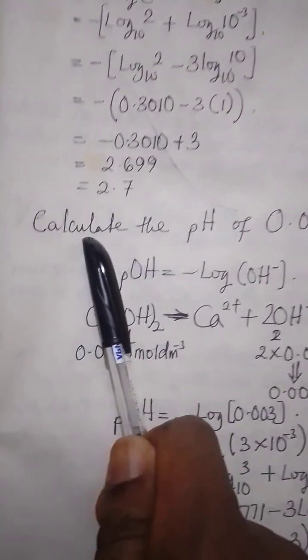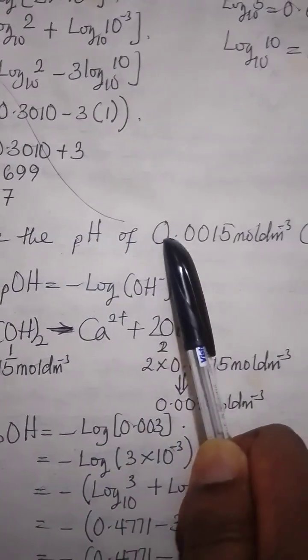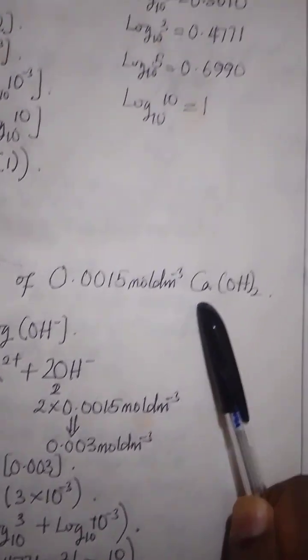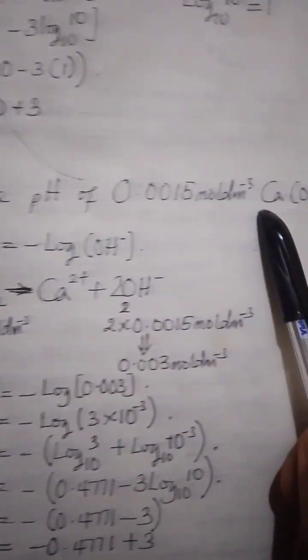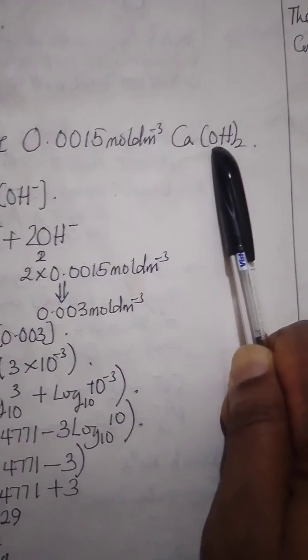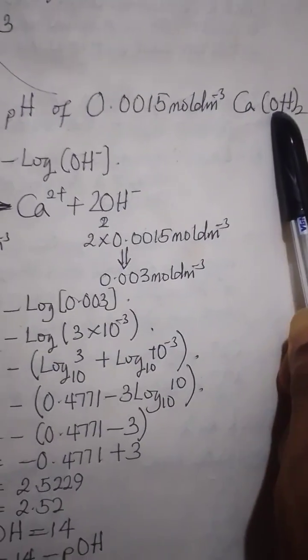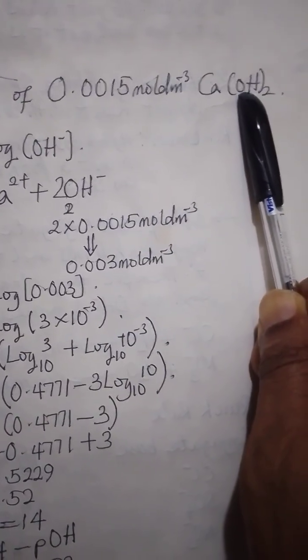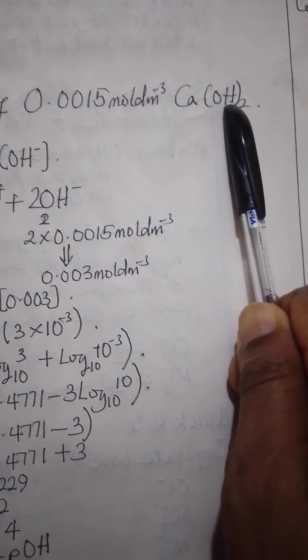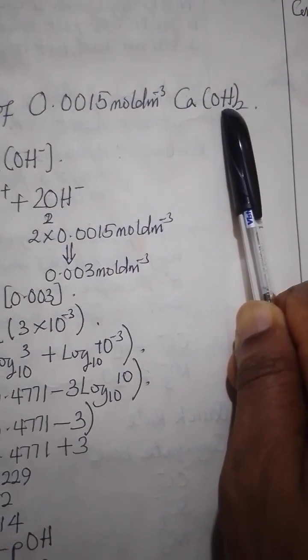We look at question number 2. Calculate the pH of 0.0015 mole per dm cube calcium hydroxide. Of course, it is not an acid, so we cannot calculate the pH directly. So we need to go and get the pOH. The pOH is the negative logarithm of hydroxyl ion concentration.